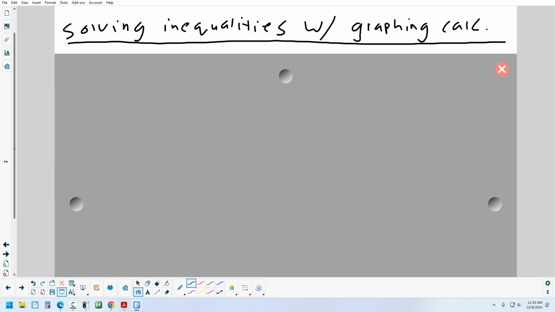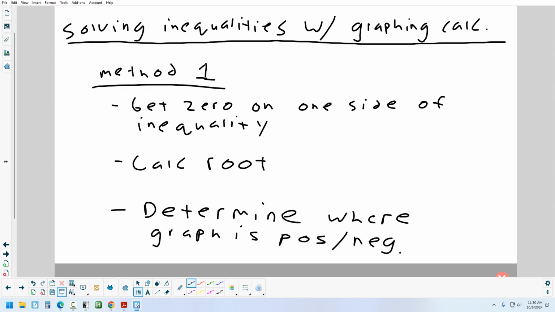So let's look at how we can solve an inequality on the graphing calculator. There's two methods I'm going to show you for solving on the calculator. One of the methods involves calculating a root. If you are calculating a root or calculating a 0, then that means you need to get everything on one side and have 0 on the other. So that'll be your first step. Get everything on one side and 0 on the other. We're going to graph it and calculate the root.